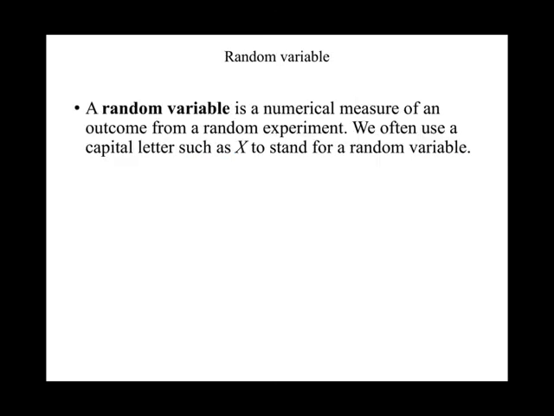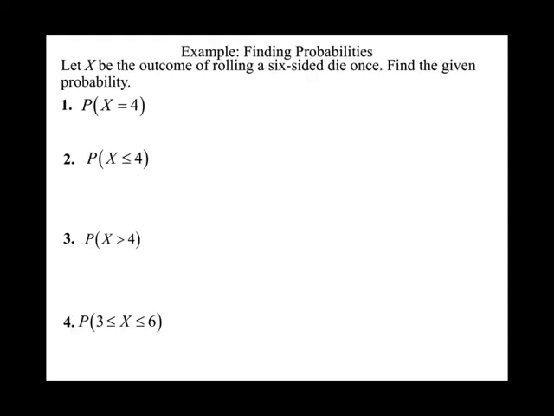Okay, random variable. A random variable is a numerical measure of an outcome from a random experiment. We often use a capital letter such as X to stand for the random variable. So a random variable is a numerical measure, which just means it will represent a number. Look at this example here.